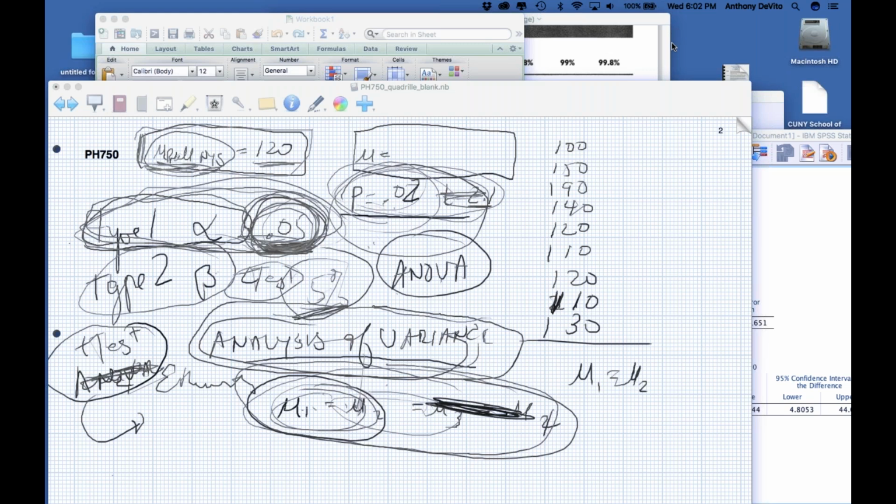But tonight we're going to introduce analysis of variance. The t-test, confidence interval, t-test and analysis of variance will be the topic for the second exam.